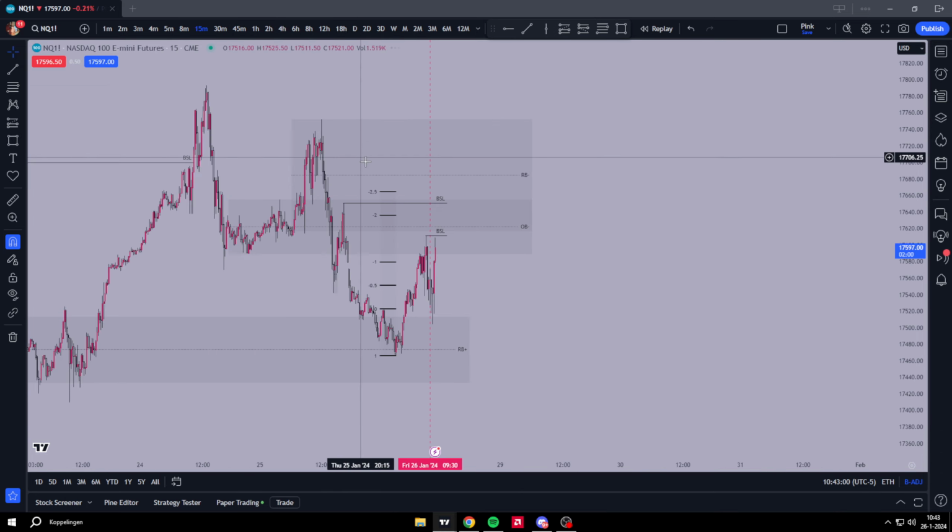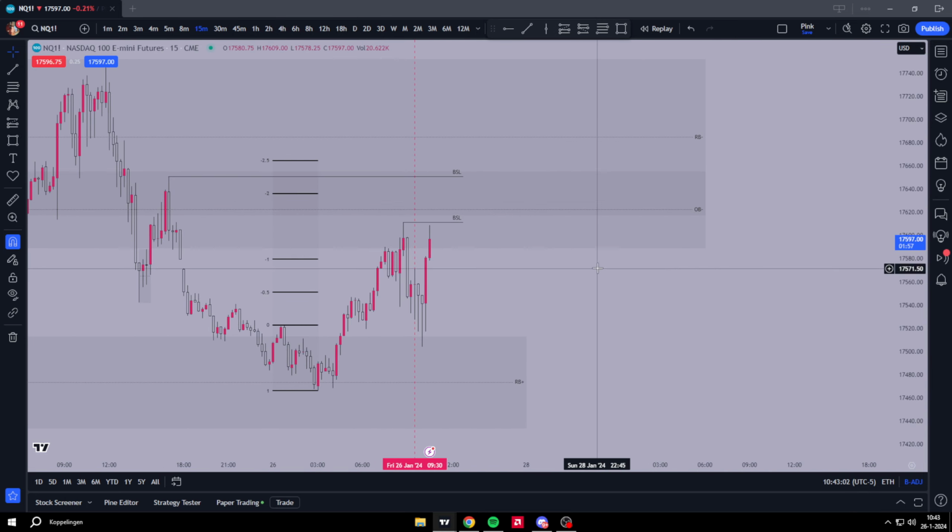But for now, my bias is bullish until these buy side levels, but I won't do anything with it.